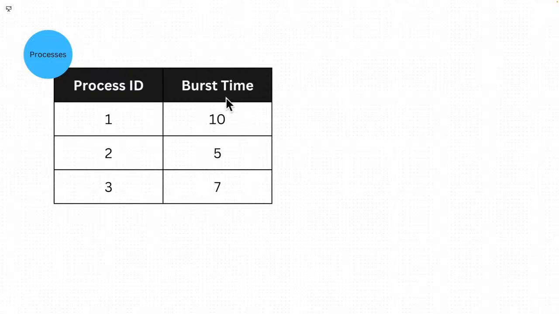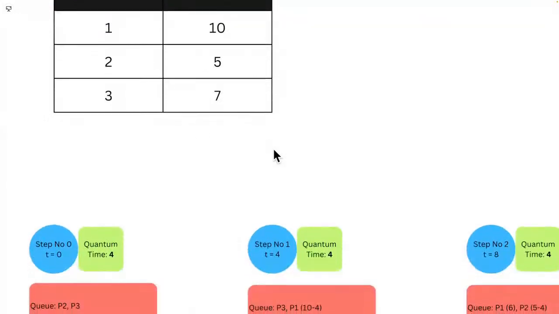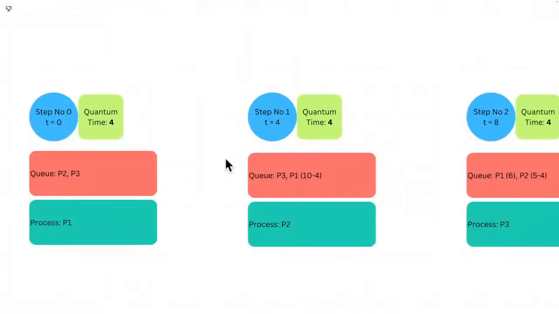When I mention time, think of it as units of time. It doesn't necessarily have to be seconds or milliseconds. It's just a slice of time that is represented within the processor. If we scroll down, we're going to go through step by step and walk through what round-robin scheduling looks like from a visual point of view.